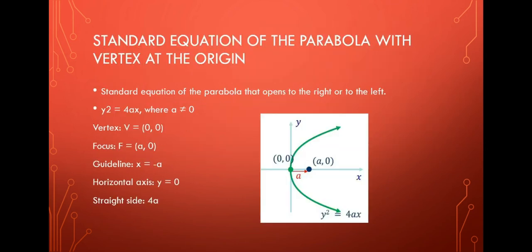A standard equation of the parabola with vertex at the origin. A standard equation of the parabola that opens to the right or the left: y² = 4ax, where a ≠ 0. Vertex V = (0, 0). Focus F = (a, 0).